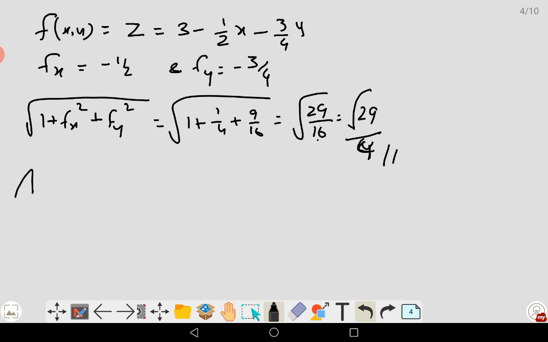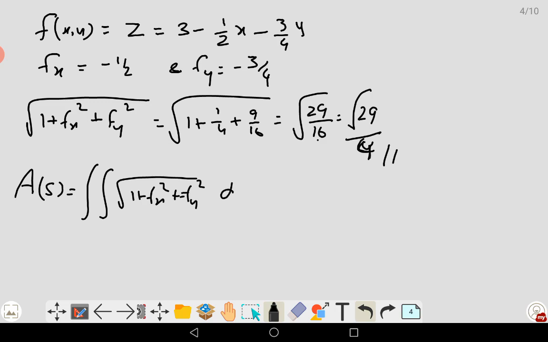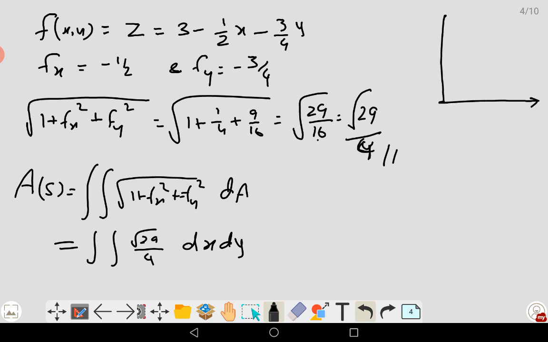Now the formula for area of the surface is double integral square root of 1 plus fx square plus fy square, dA. That will become a double integral. This term is square root of 29 over 4. dA can be dx dy. Now we know on the xy plane, when you project this, we have a rose petal which is known as r is equal to sin 2 theta. This is the first quadrant, so from 0 to pi by 2, the theta value.